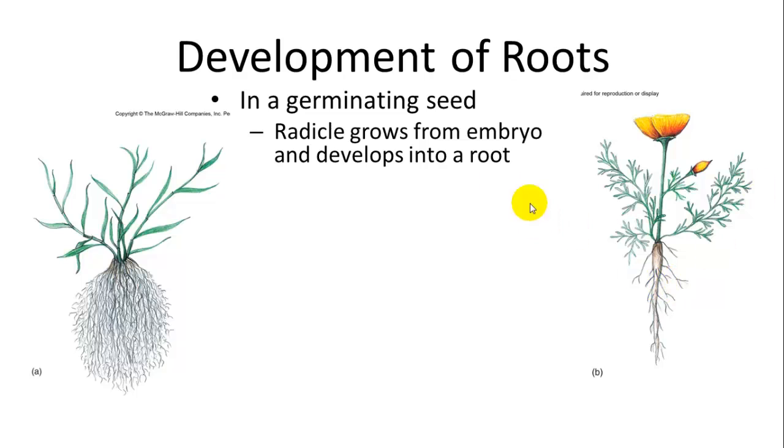Dicots typically have a big taproot, and then they have smaller roots kind of coming out from that. But most of their root is that big taproot.